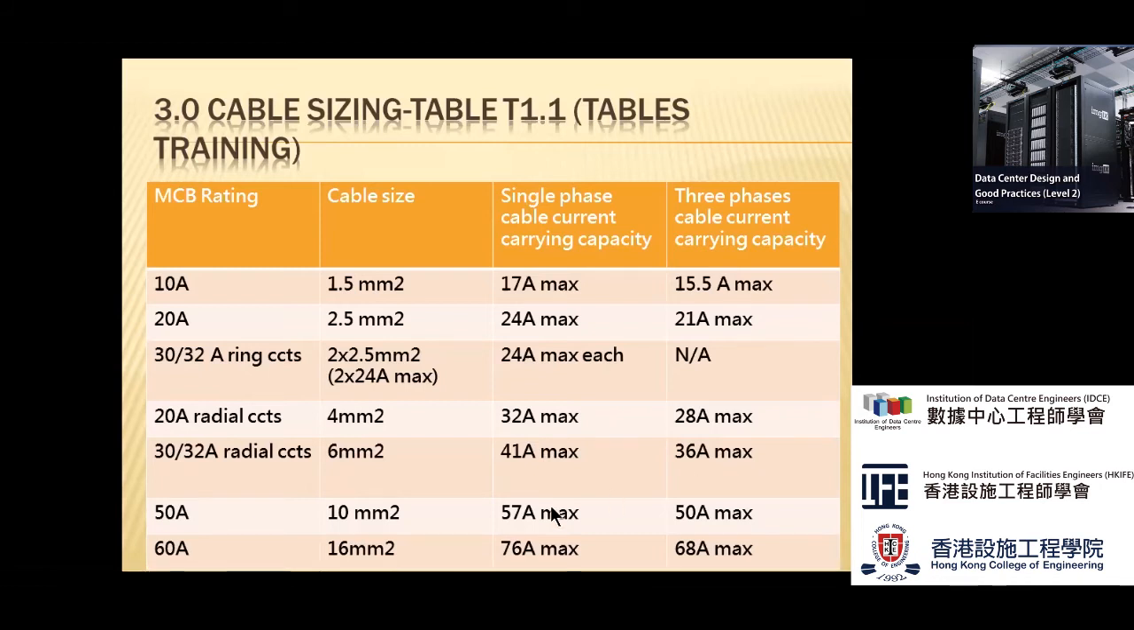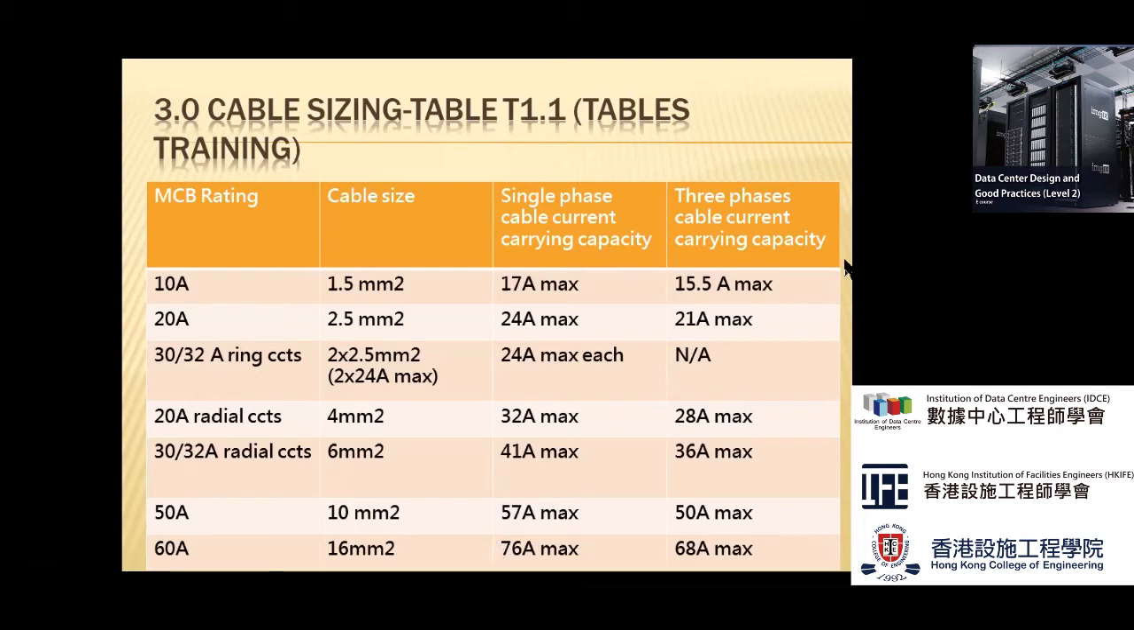But forget about three phase first of all. Let's look at single phase, which will make it easier to understand. If you have an MCB rating of 50 amps, you may need a cable of 10 mm square, because a 10 mm square cable can provide 57 amp maximum. By the same token, for 60 amp, you need a cable for single phase of at least 16 mm square, and 76 amp maximum. You cannot go more than 76 amp maximum.